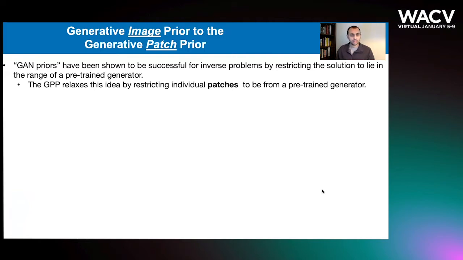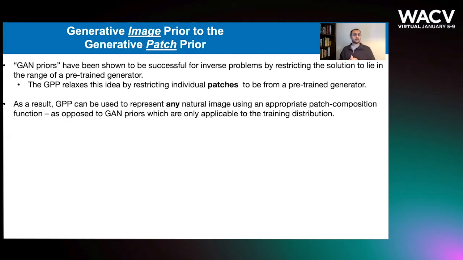In the paper, we study the notion of a generative patch prior. This is different from a generative image prior, or GAN priors as they have sometimes been called, which have been shown to be very successful for inverse problems. They essentially work by restricting the solution to the inverse problem to the range space of a pre-trained generator. The GPP basically relaxes this idea by restricting not the entire image, but only individual patches of an image to the range space of a pre-trained generator.